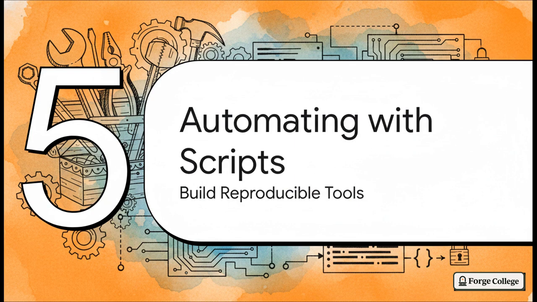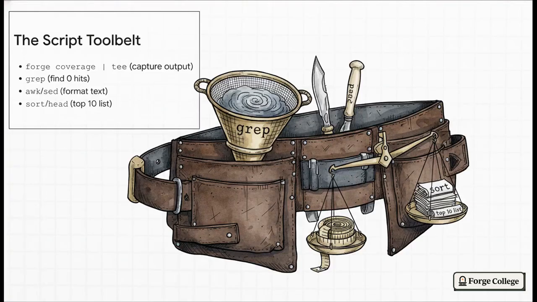Let's pull out our tool belt so you aren't stuck digging through raw lcov files by hand. By using standard portable shell utilities, you can actually build a really powerful reproducible bash script. We run forge coverage and pipe it with tee to capture the output. Then we use grep to hunt down lines explicitly showing 0 hits. After that, we just use awk and sed to format the text neatly and finish it off with sort and head to generate a clean top 10 list of our most severe blind spots.